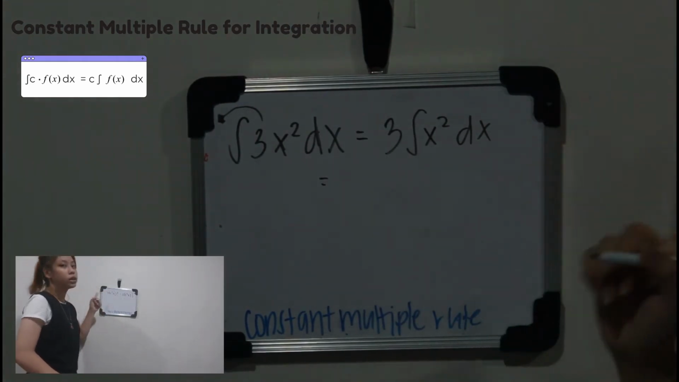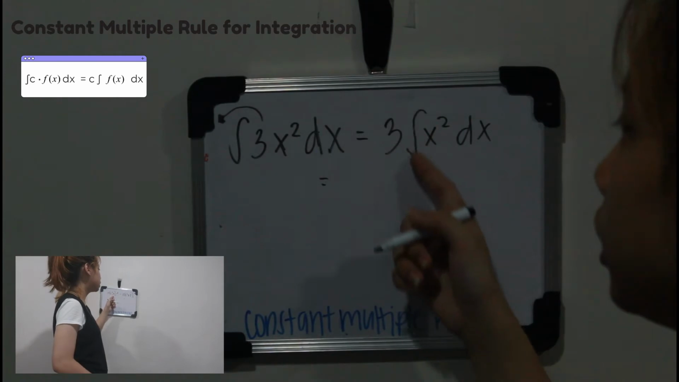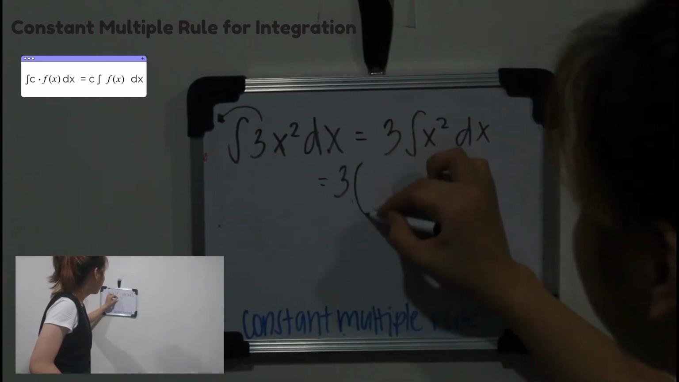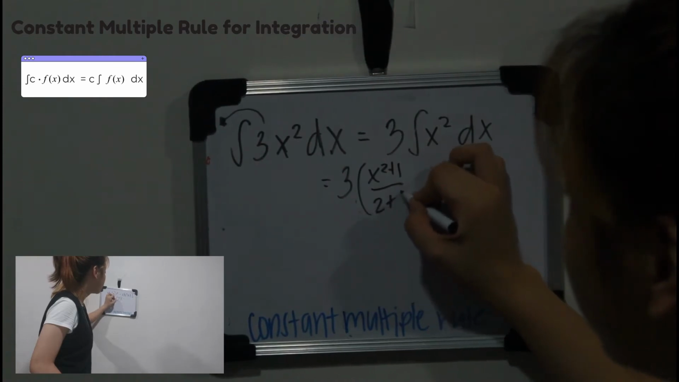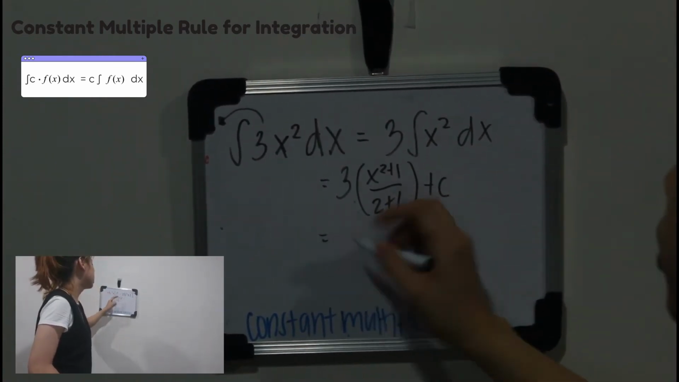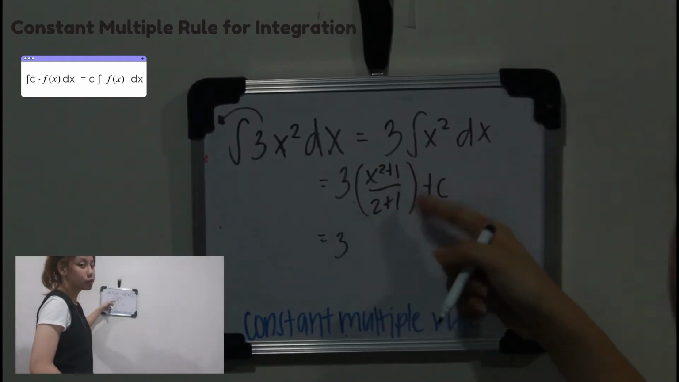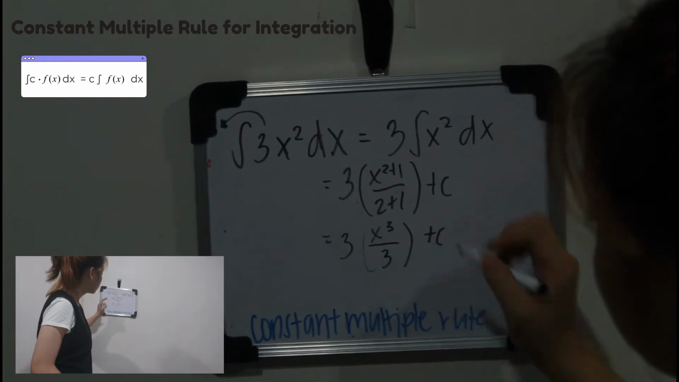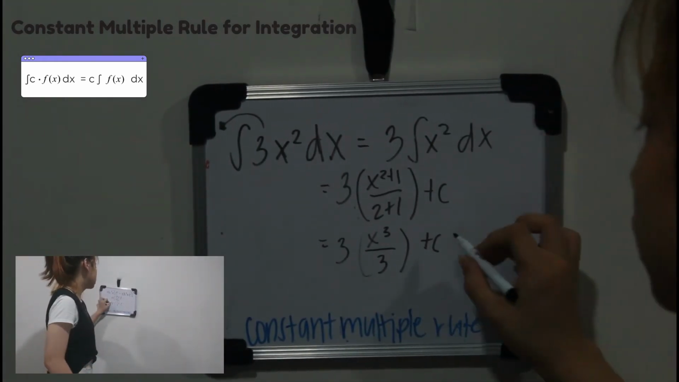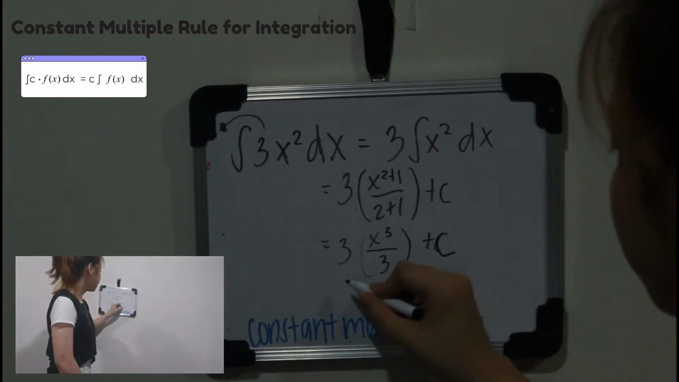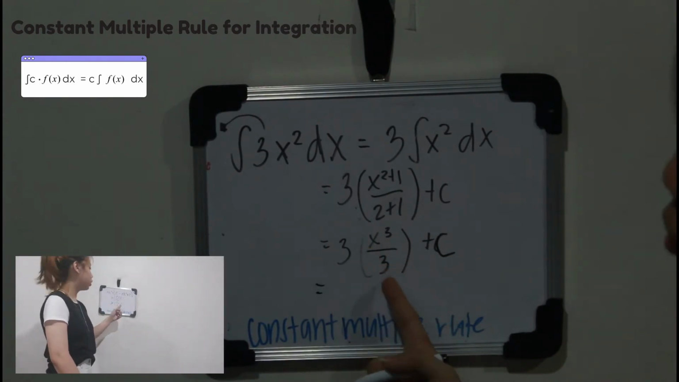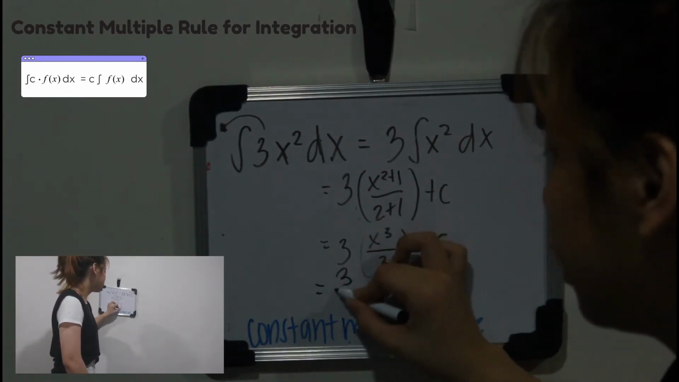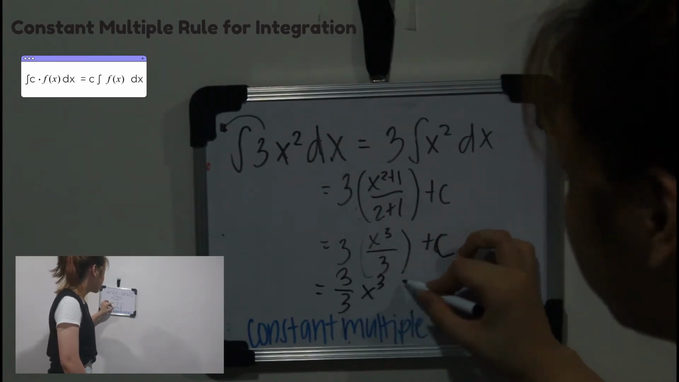Now we can perform the integration here, or the power rule that we have learned earlier. 3 times the integration of x to the 2 plus 1 over 2 plus 1 plus c. So, 3, then compute this in parentheses, x cubed over 3 plus c. Then, we can now multiply these two, the constant and the antiderivative we get here. Then, it will become 3 over 3 x cubed plus c.